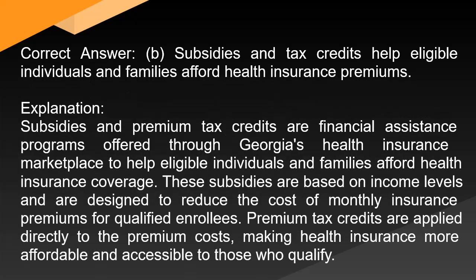Correct answer. B. Subsidies and tax credits help eligible individuals and families afford health insurance premiums. Explanation. Subsidies and premium tax credits are financial assistance programs offered through Georgia's health insurance marketplace to help eligible individuals and families afford health insurance coverage. These subsidies are based on income levels and are designed to reduce the cost of monthly insurance premiums for qualified enrollees. Premium tax credits are applied directly to the premium costs, making health insurance more affordable and accessible to those who qualify.